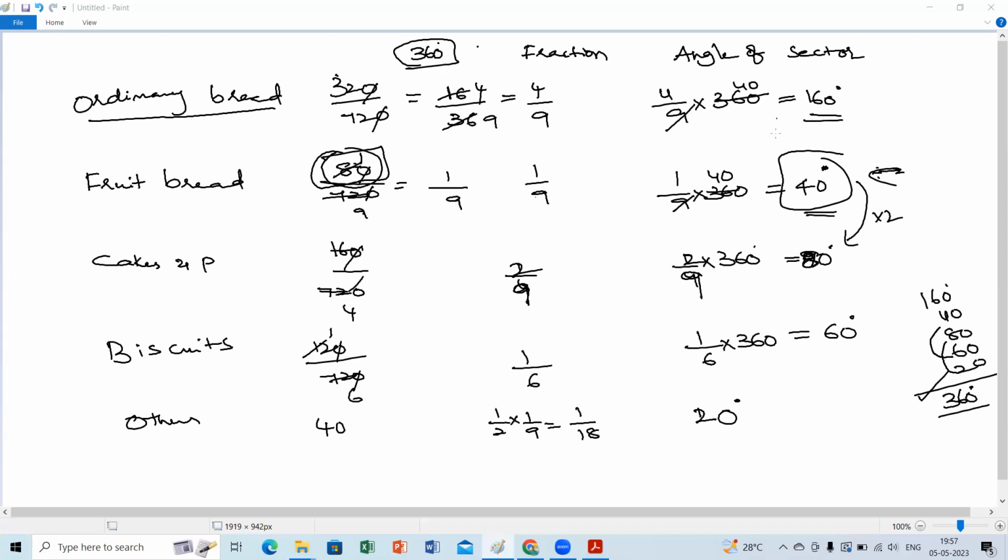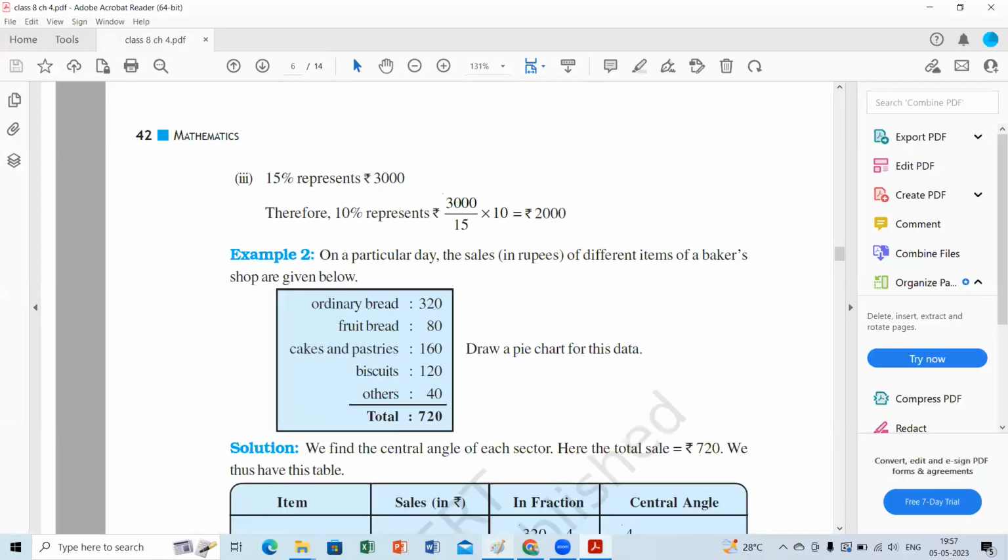Same thing, you have to take the values of 160, 40, 80, 60 and 20. Arush, please respond. Arush, are you there? I hope you understood. Any doubts? No doubt, ma'am. Okay, fine. Right, children, now please do the pie chart.